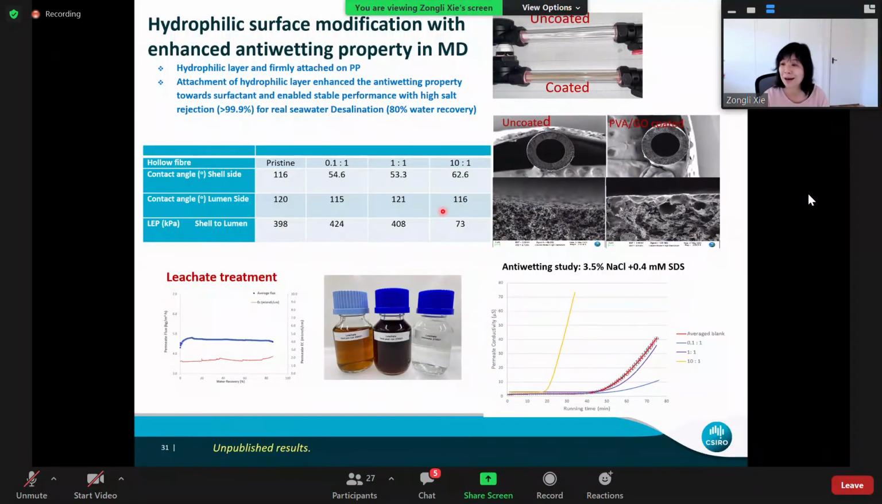But how much we want to modify that one, that's the key. And like I said, that also changes the LEP as well. So for the optimized membrane, we evaluated it for real landfill leachate, and we were able to achieve 90% water recovery, and the membrane still remains. We didn't use any washing, backwashing, or cleaning in the process. So the membrane has maintained a very good performance, even at 90% water recovery.